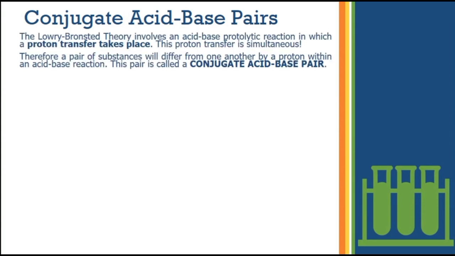All right, now let's have a look at this as it applies to acid-base pairs. The Lowry-Bronsted theory involves an acid-base proteolytic reaction in which a proton transfer takes place. This proton transfer is simultaneous. Therefore, a pair of substances will differ from one another by a proton within an acid-base reaction. This pair is called a conjugate acid-base pair. Now, you're probably saying to yourself, Mr.